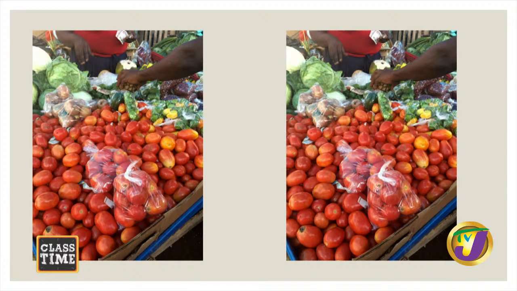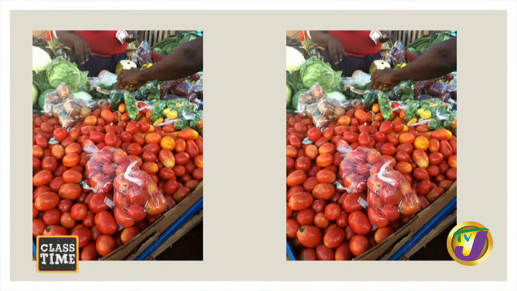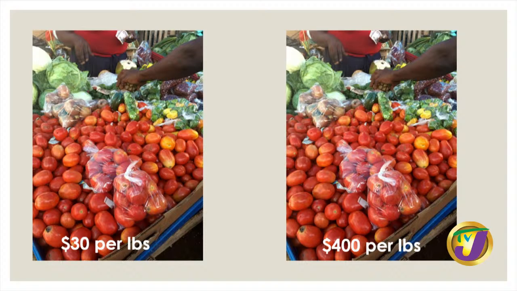Here we have two images. On your left, we have an image that represents tomatoes in March. On your right, tomatoes current time, December. So in March, the cost for tomatoes was actually $30 per pound. Currently, the price for tomato is actually, can anybody guess? $400 per pound. Yes, $400 per pound for tomatoes.